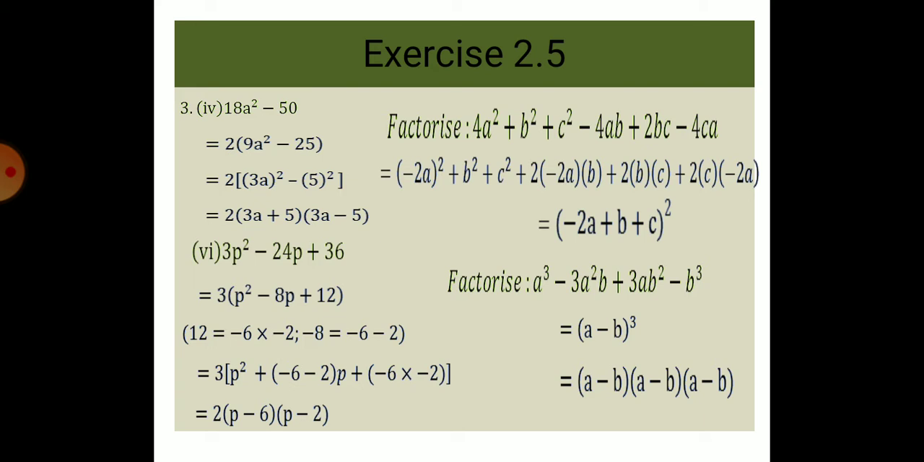And these two factorization problems were there in the Try These of the earlier video, which I am doing here. This first one factorizes 4a² + b² + c² − 4ab + 2bc − 4ca. Here we can definitely understand that 4a², b² and c² are three perfect square terms.